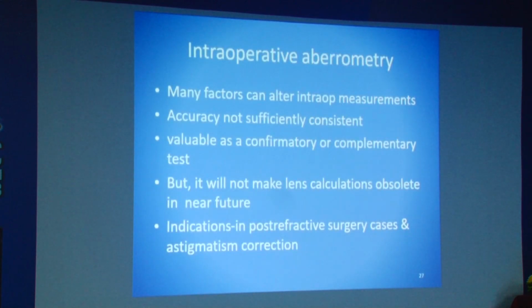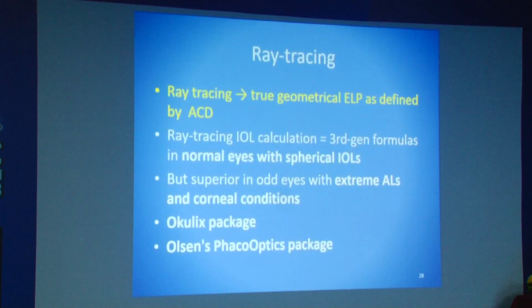Intraoperative aberrometry is not going to make lens calculations obsolete in the near future. At best, it is valuable as a confirmatory or complementary test, and the indications are in post-refractive surgery cases and in astigmatic correction with toric IOLs.